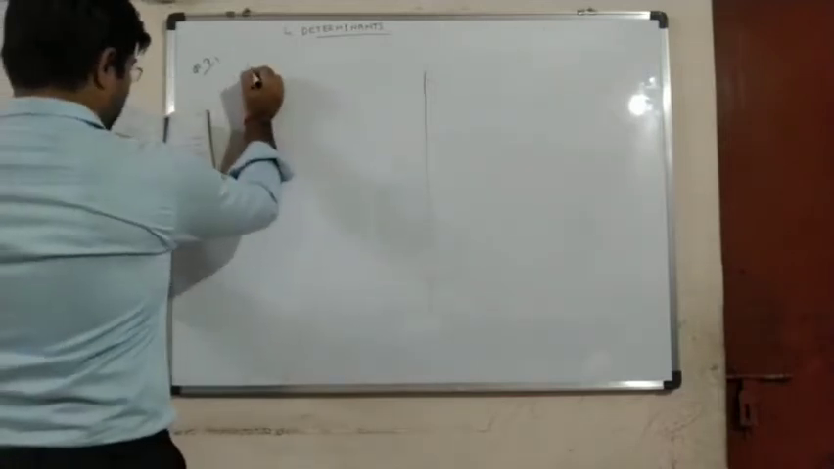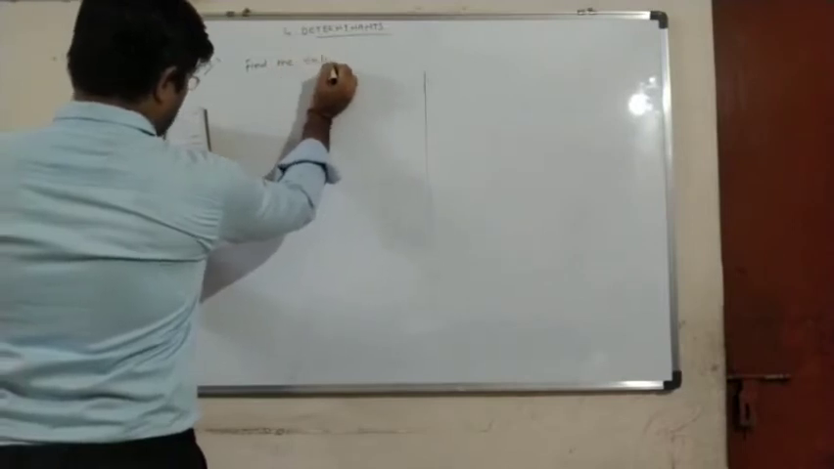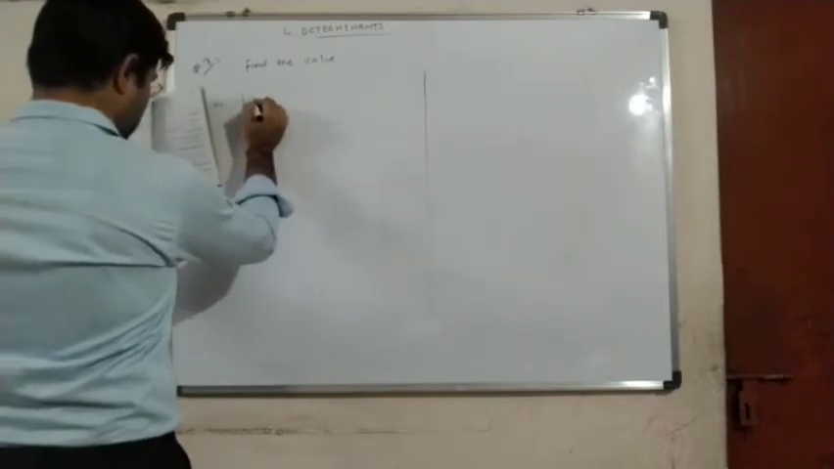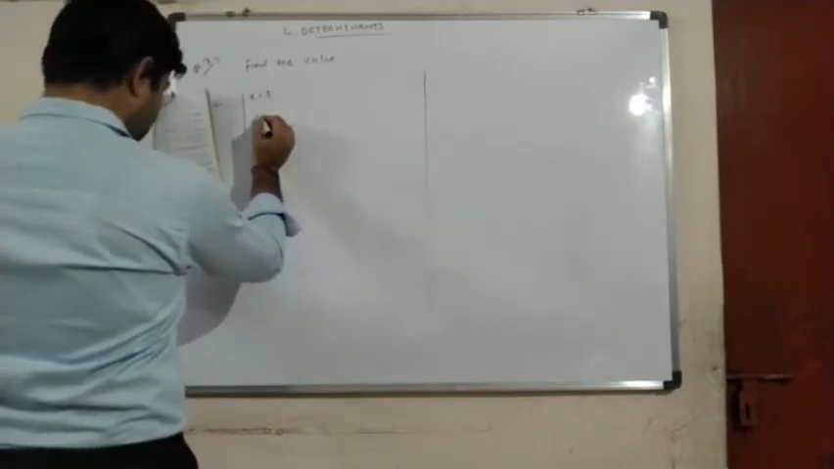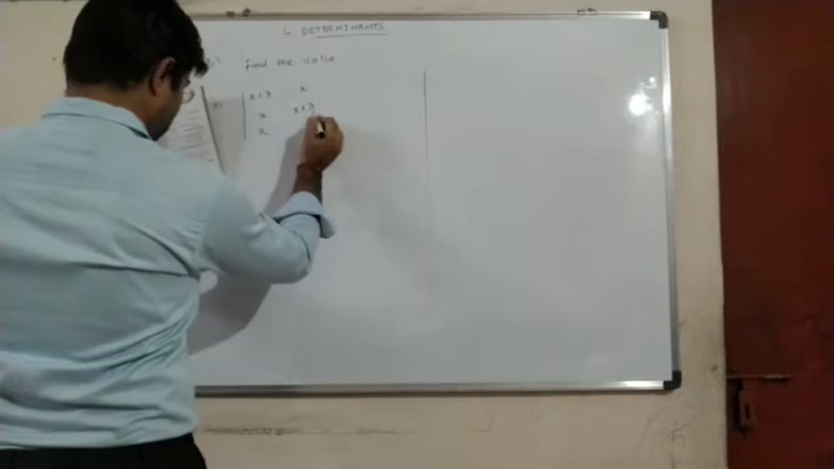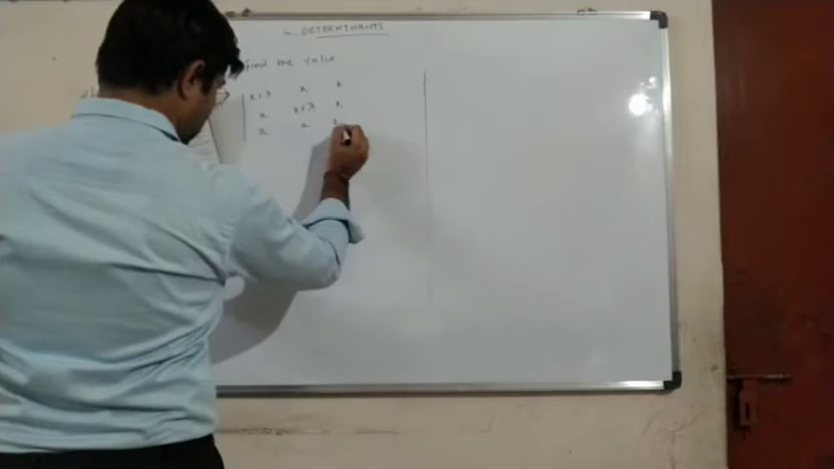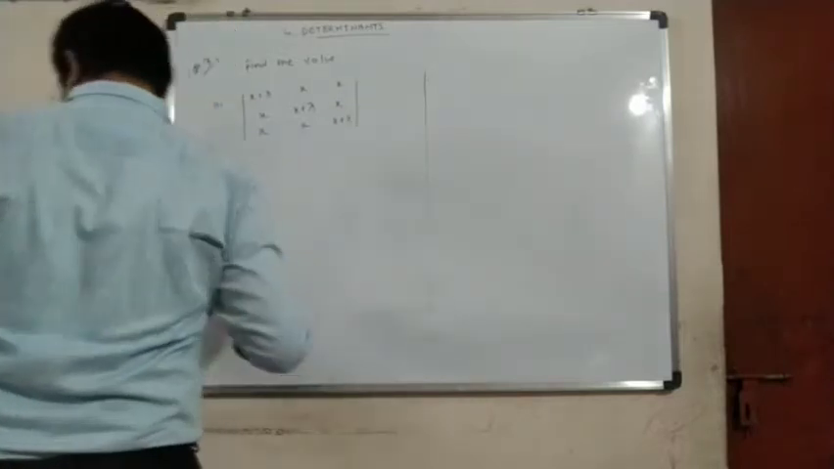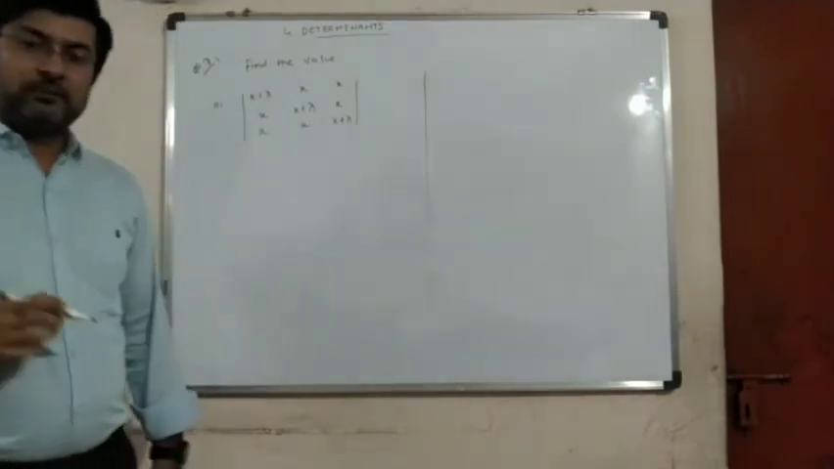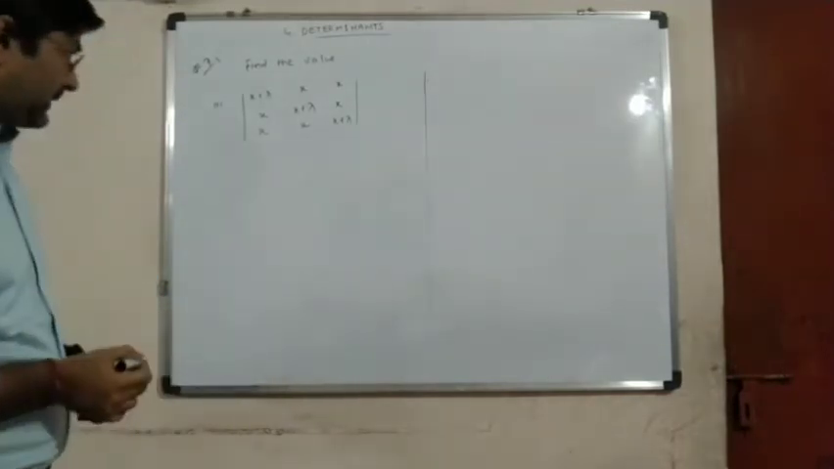We have to find the value of the given determinants. The first determinant given is x plus lambda, x plus lambda, x plus lambda. Now we have to find the value of this determinant. With the help of properties, first we will simplify the determinant and then we will expand. So let us simplify.